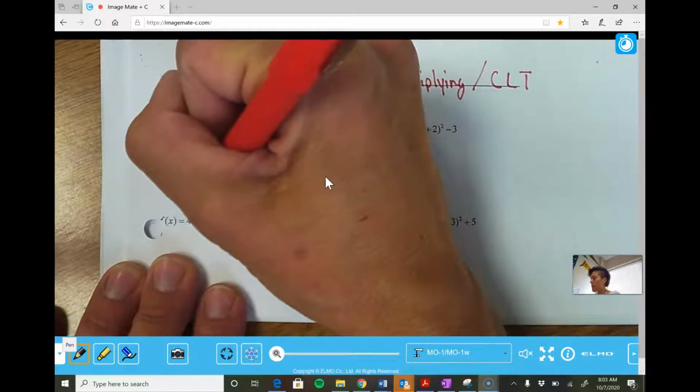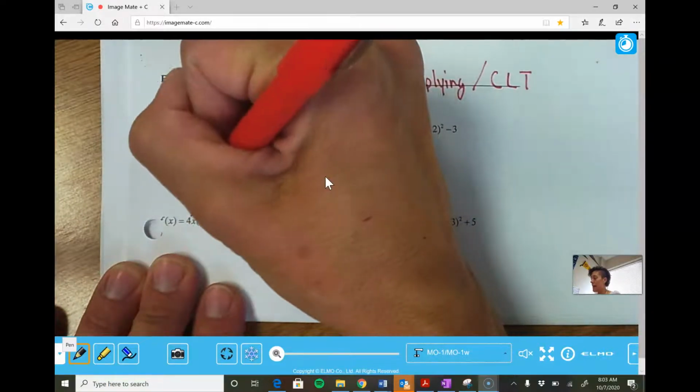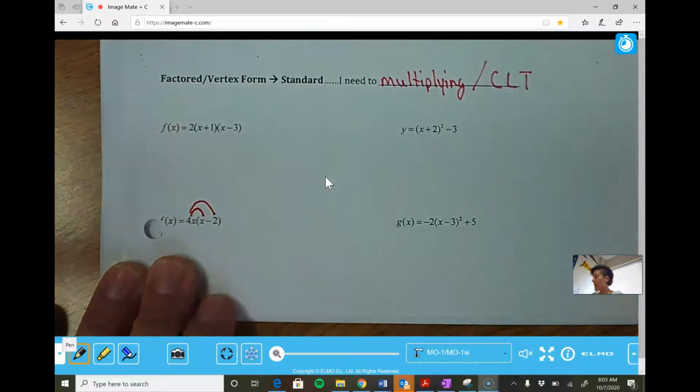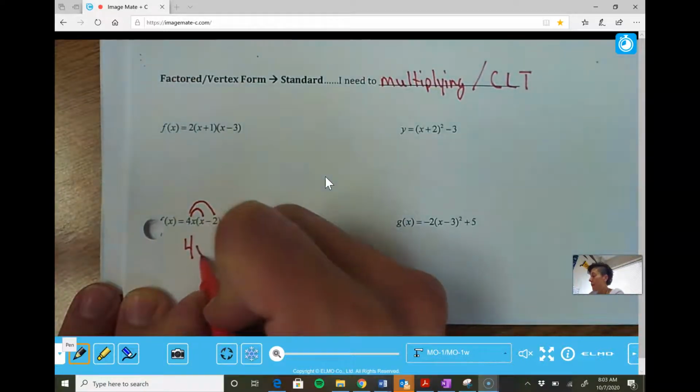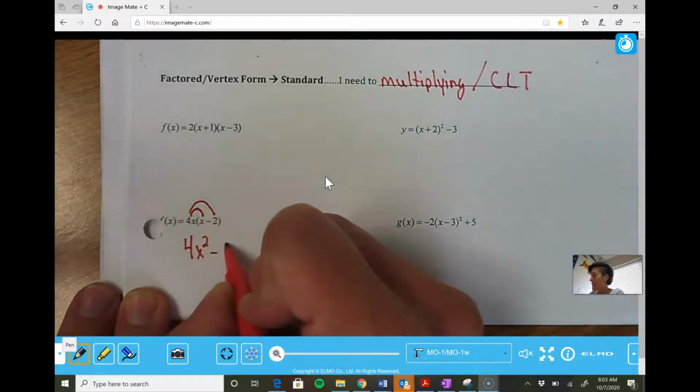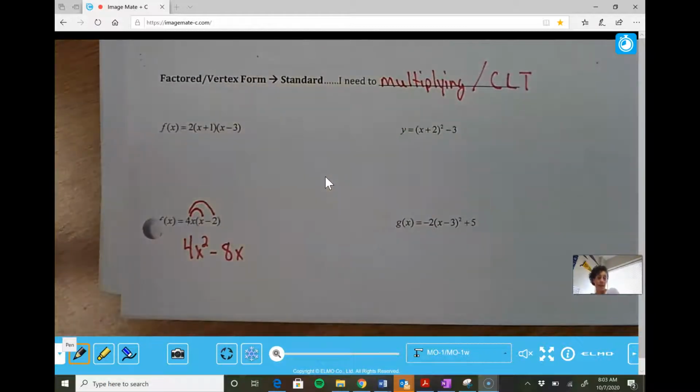So 4x is going to go over and meet x and the minus 2. And again, this is just multiplying, and I get 4x squared minus 8x. And that's it. It's multiplying. So neighbors meet the neighbors.